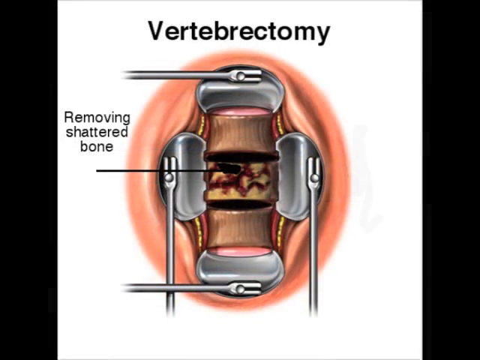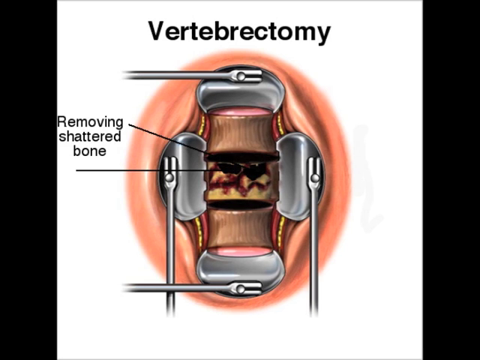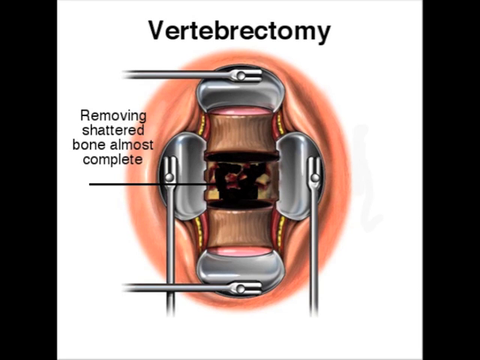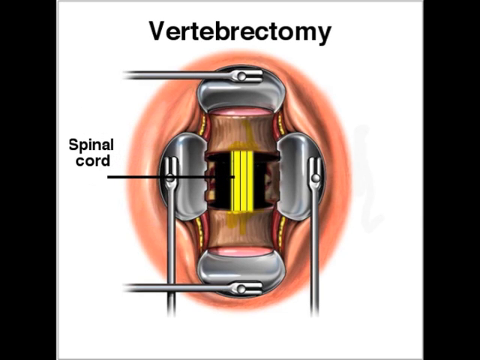The surgeon must then meticulously remove as many bone fragments of the shattered bone as possible. After as many fragments as can be removed are gone, the spinal cord will now be exposed. This procedure is called a vertebrectomy.